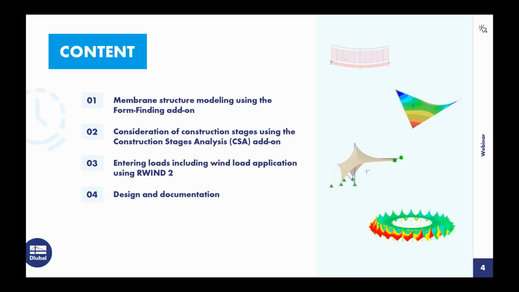At first, of course, how you can model form-found shapes and work with them in the program. Then how we can organize these shapes to each other with stages. And third, how we can create wind loads according to CFD analysis on the structure. And finally, how you can design and document such type of structures.